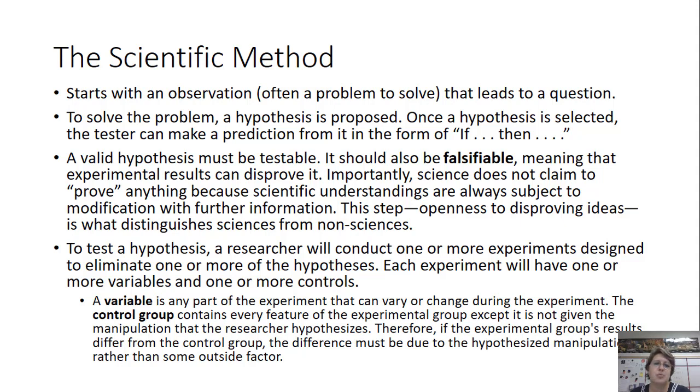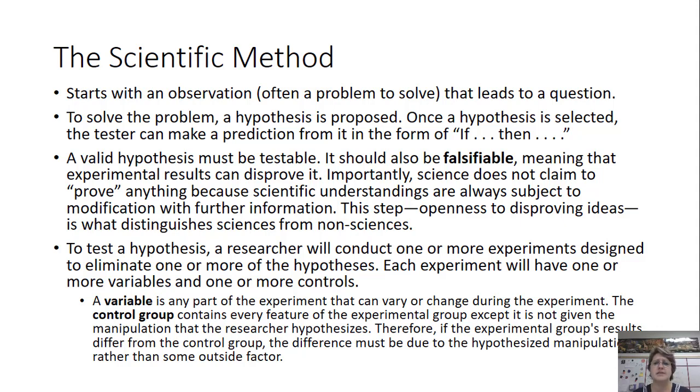So science doesn't prove anything. Instead, we don't support it, or we support it. So this step, giving an openness to disproving the ideas, that's really what is at the root of distinguishing a science discipline from a non-science discipline. A non-science discipline is not open to disproving ideas.